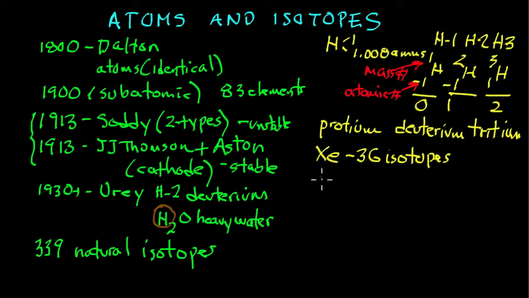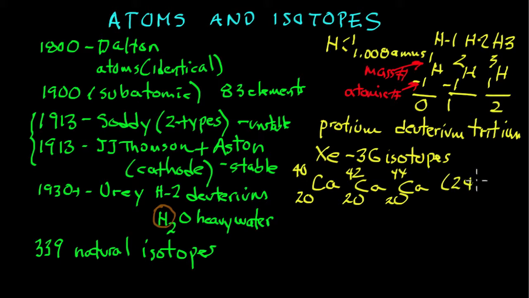Take calcium, for instance. If you look up calcium on the periodic chart, you'll see that calcium has an atomic number of 20, but the mass number can vary. The most common isotope is 40, but you can have calcium 42, calcium 44, and it goes on. There are about, I think, 24 isotopes of calcium.